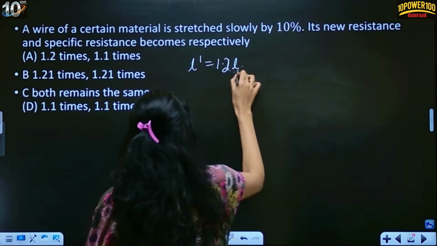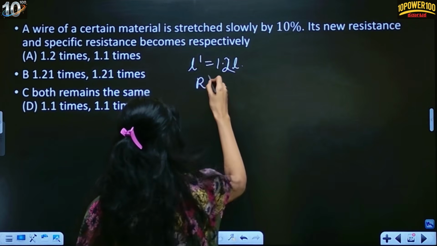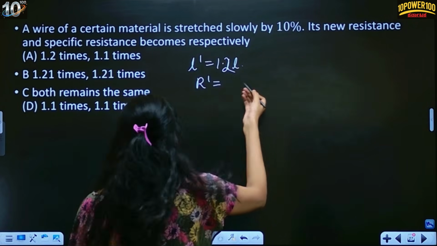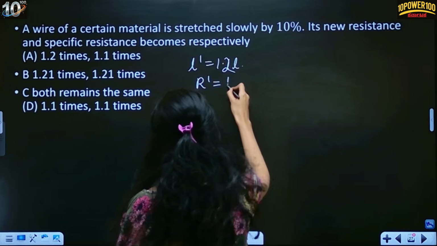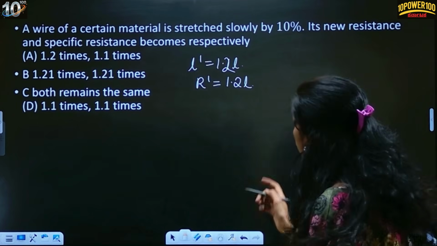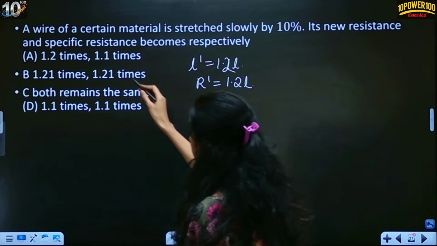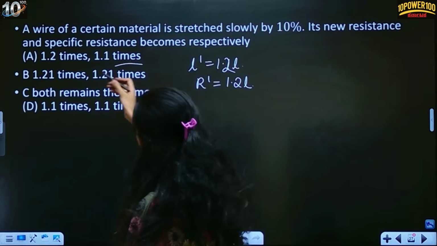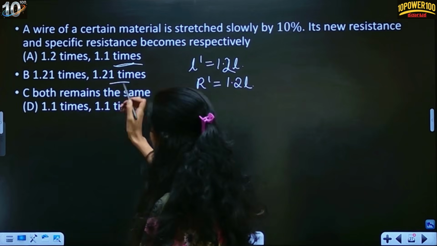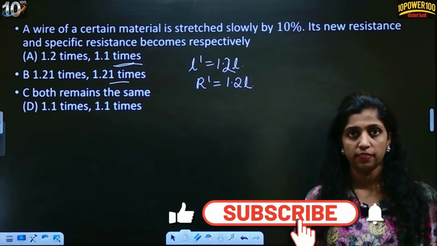times the original length. Okay, so what happens to its new resistance? New resistance is directly proportional to length, right? So new resistance also becomes 1.2 times the original resistance. Okay, but what happens to the specific resistance? You can observe here, they are saying 1.1, 1.21 times. But how can a specific resistance change if the length changes? It will not change, right?